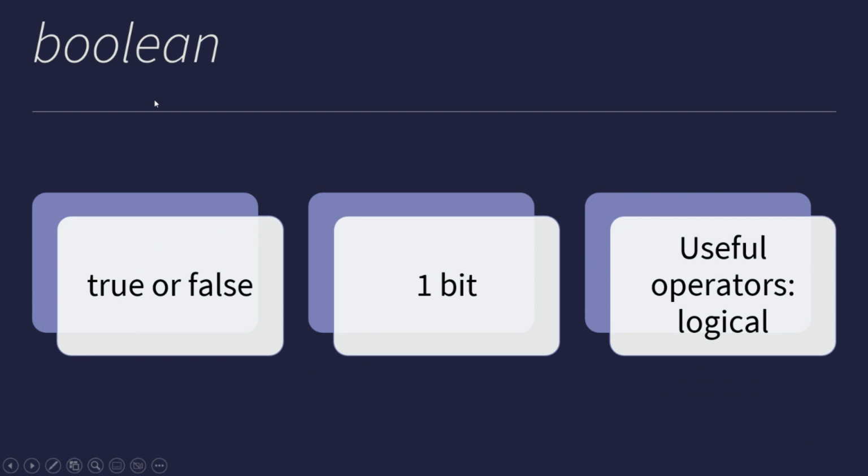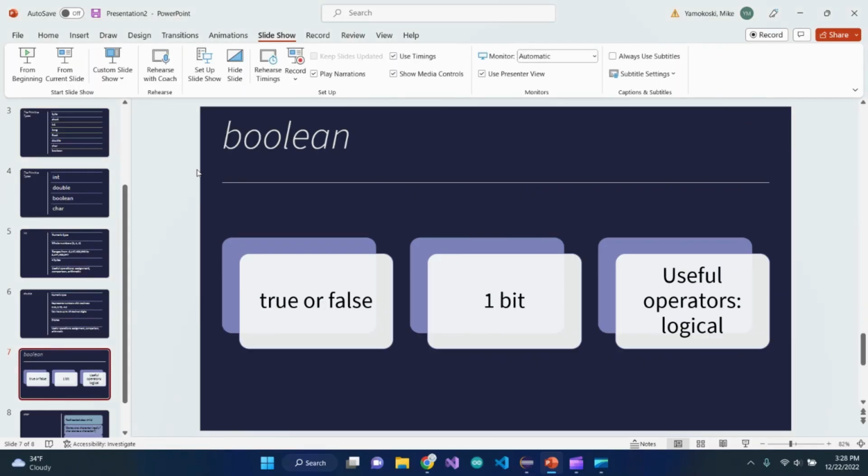Back in the slides again, we have the boolean type. Booleans are very simple. They are true or false. They actually only take 1 bit. They take almost no usage space at all to store. And then a useful operator would be your logical operators, and still also assignment. And we can go ahead and take a look at what some of those operators are.